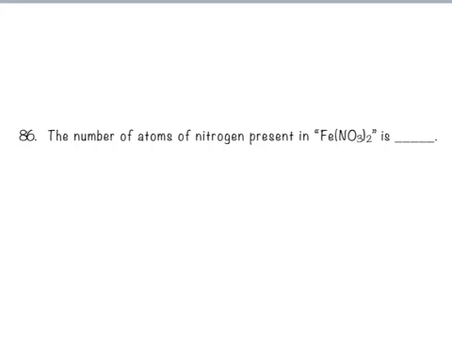Okay, the number of nitrogen atoms present, notice, and this would be called iron 2 nitrate. In this example, there are only 2 nitrogens. Coincidentally, if you're curious, there is only 1 iron. There would be 6 oxygens, but it's asking for nitrogen 2.